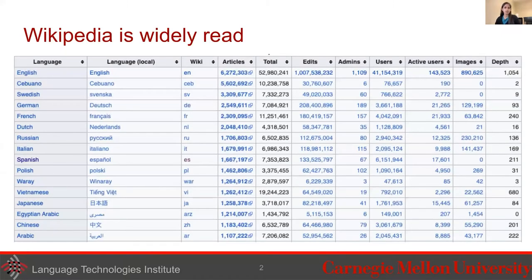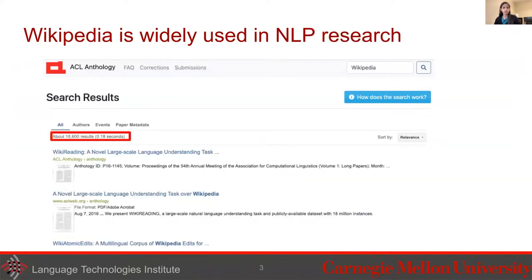So why do we focus on Wikipedia? It probably goes without saying, but Wikipedia is a widely read platform that's viewed by many people every day. And it's also become widely used in NLP research. Searching for one anthology of natural language processing literature yields about 18,000 results in papers that have mentioned or used Wikipedia data.